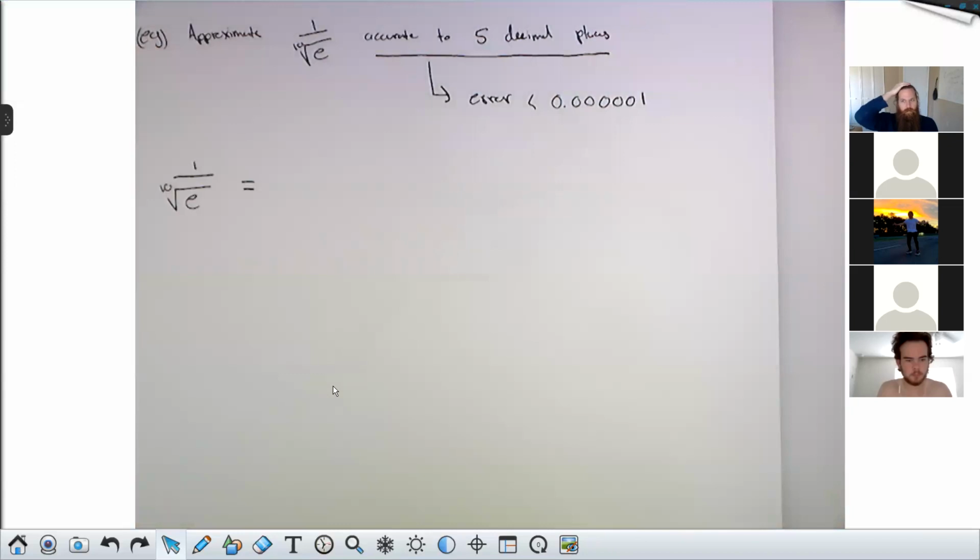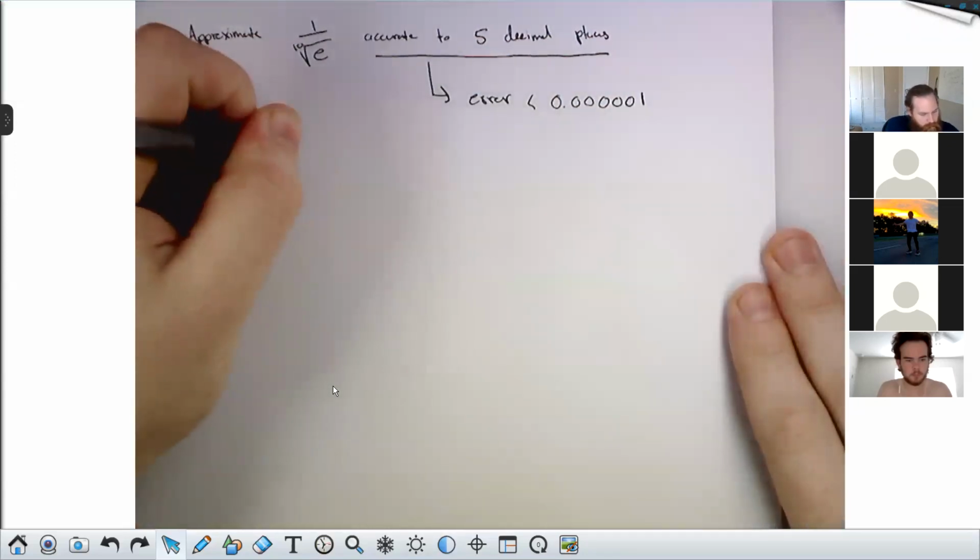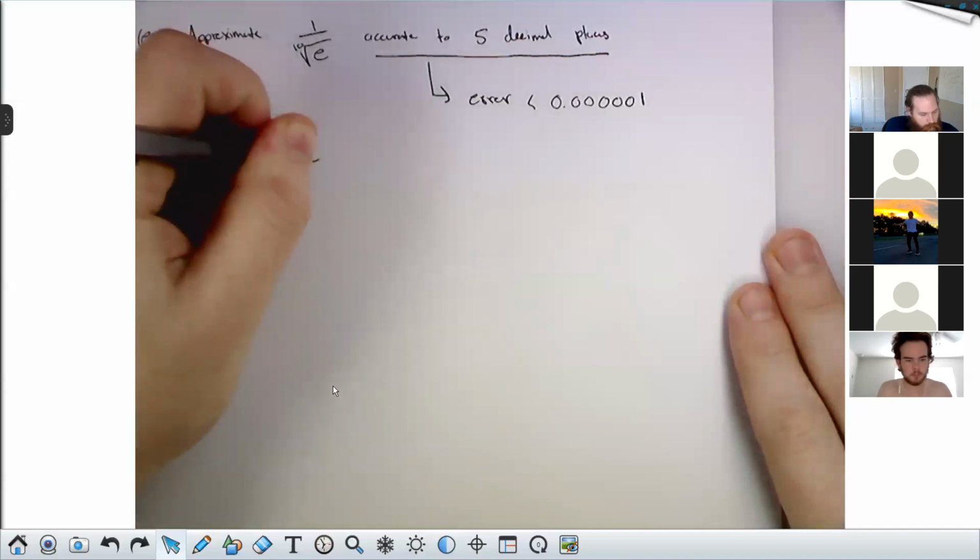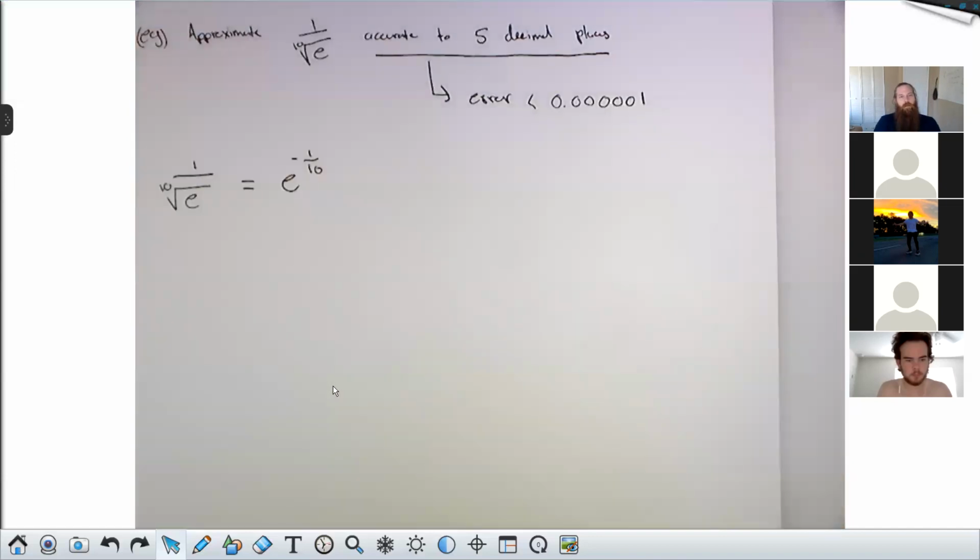Well, that's e raised to some power, right? That's e raised to the power of negative 1 over 10. Like e to the 1/2 is the square root of e, e to the 1/3 is the cube root of e, e to the 1/10 is the 10th root of e. I don't want that. I want 1 over that. So e to the negative 1 is 1 over e, e to the negative 2 is 1 over e squared. e to the negative 1/10 is 1 over e to the 1/10, which is 1 over the 10th root of e.